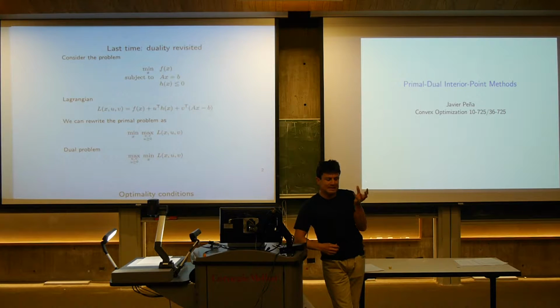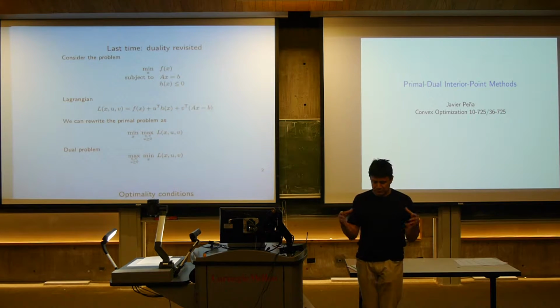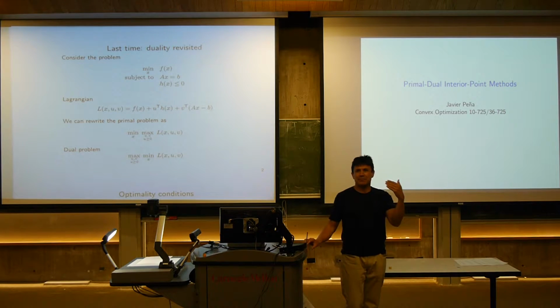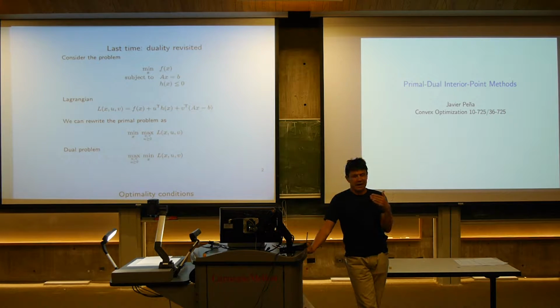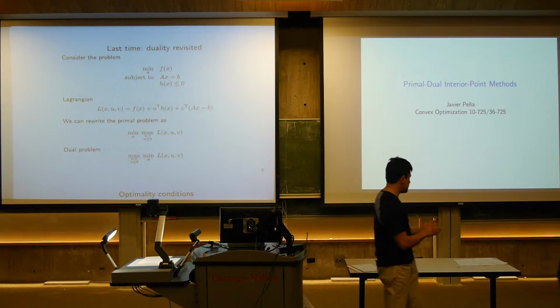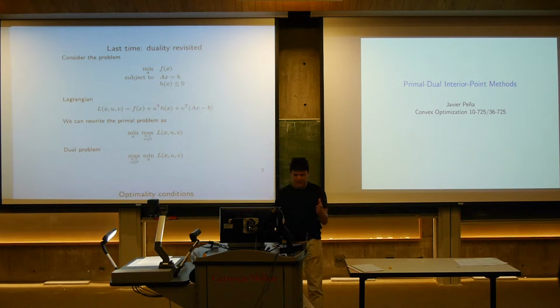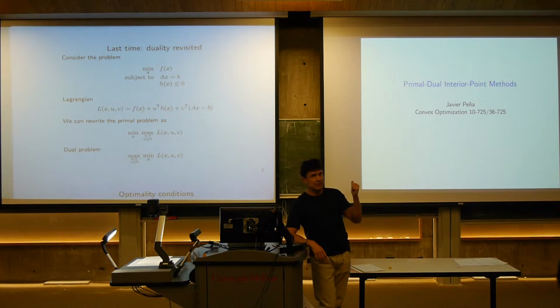If you recall, the key ingredient of the barrier method was to replace a certain set of inequality constraints with a barrier function. Now, the barrier method is a fine algorithm, but it's really not the most effective or the fastest way of solving convex optimization problems via interior point methods. The fastest way, both theoretically and practically, is with the class of methods that we will talk about today, primal-dual interior point methods.